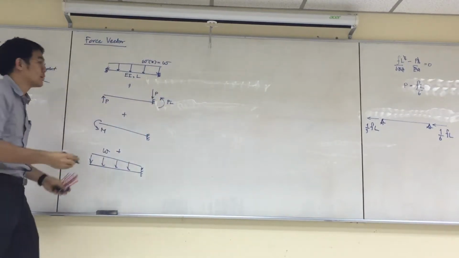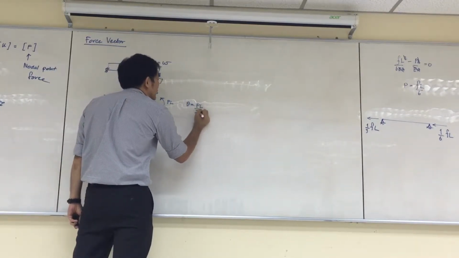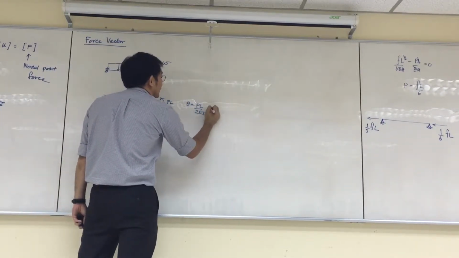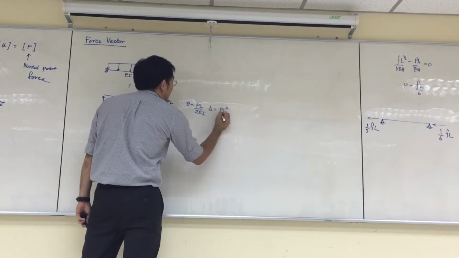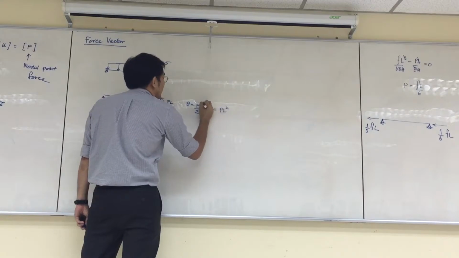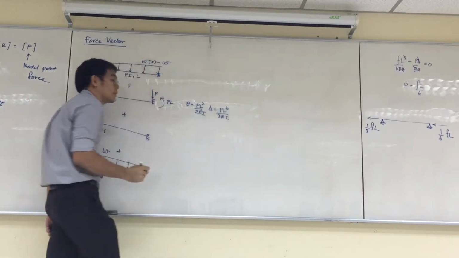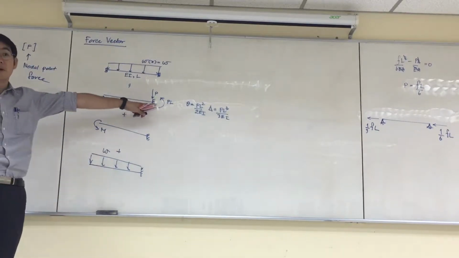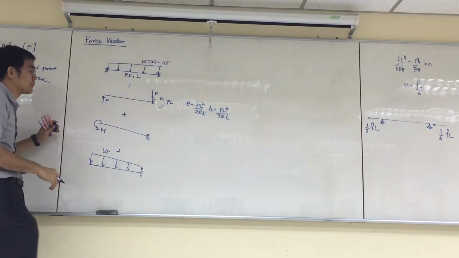If you want to find the theta, well, it is what? PL over 2EI. If you want to find delta, it is PL cube over 3EI, right? That is taken from the last classes before.